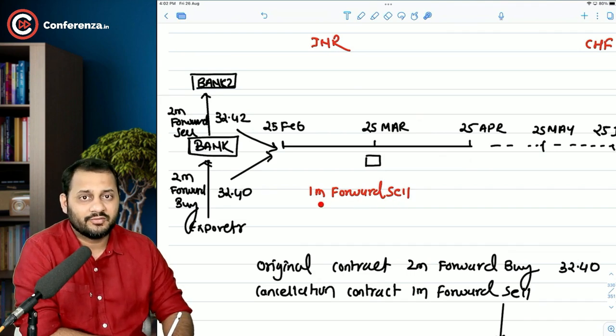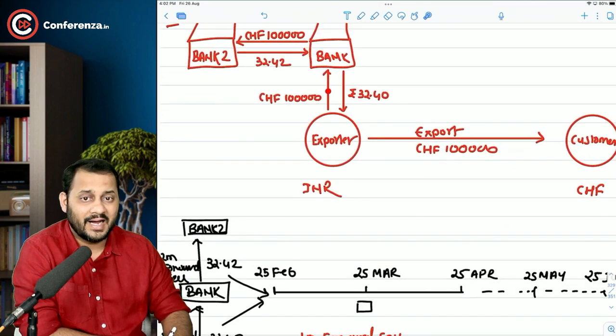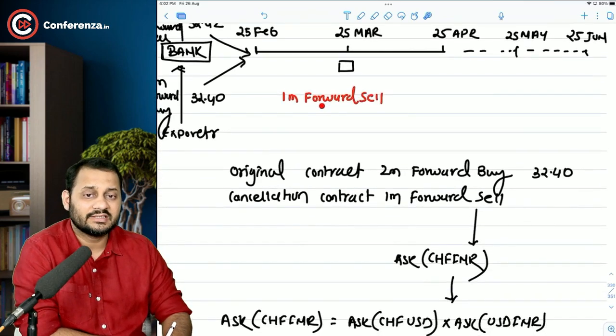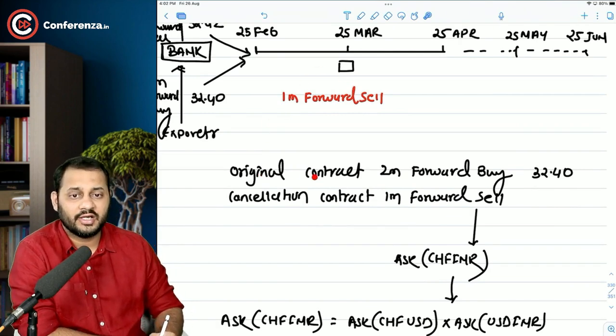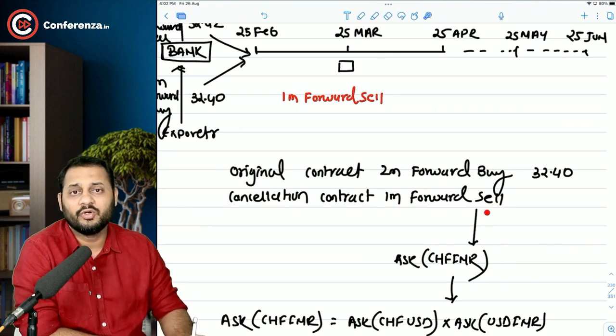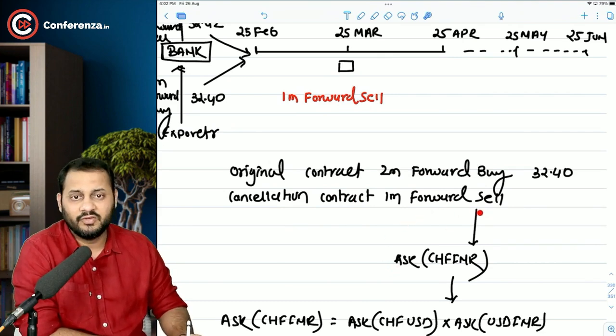The original contract was, for the bank, a forward buy contract for 2 months. So the forward buy contract is now getting cancelled with a forward sell contract for 1 month. The cancellation contract will be 1 month forward sell. And if we want to sell, we are a bank, we will take the ask rate. If we want to sell the foreign currency, we will take the ask rate.